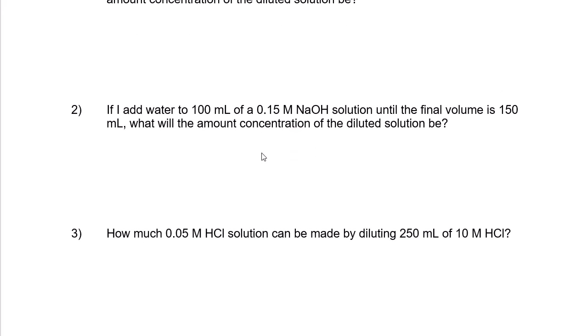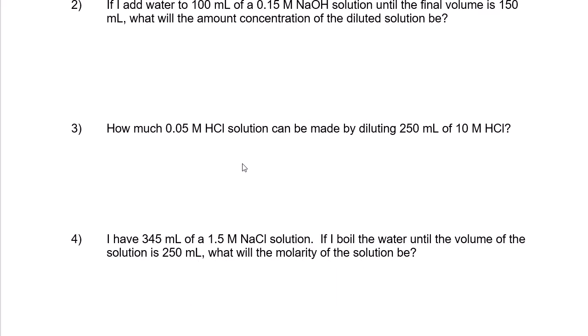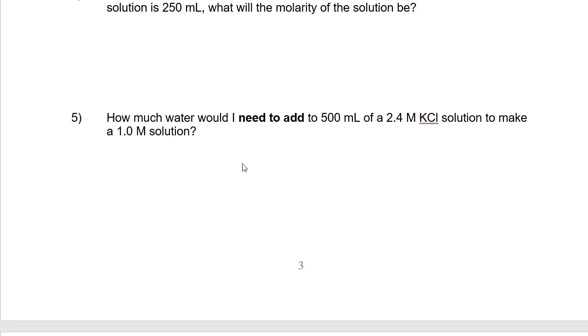Then when you're practicing these, most of them are pretty straightforward. You're going to use your formula, calculate whatever variable you're looking for. The ones that you need to watch out for, though, is sometimes we'll ask you not what a total final volume is, but how much water do I need to add? So if you look at this question here, how much water would I need to add to 500 milliliters of a 2.4 molar potassium chloride solution to make a 1 molar solution? It's not asking you what the total final volume is, although you'll need to figure that out. It's saying, how much water would I need to add?